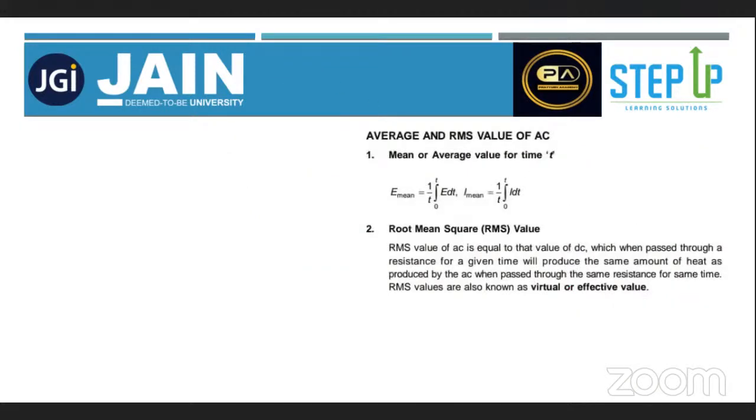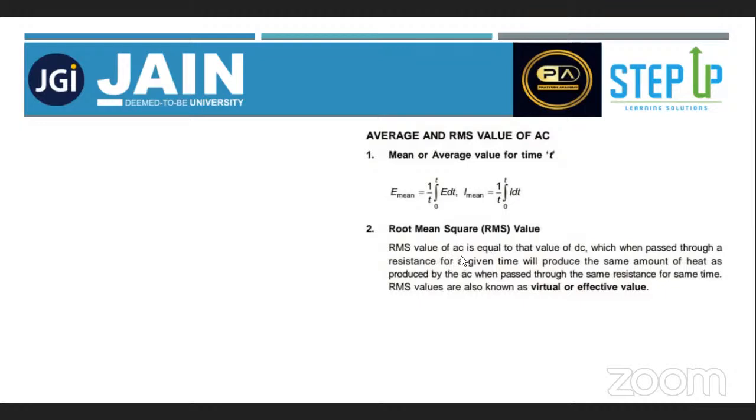Okay, so now this thing, average value formula or RMS value for AC. Mean or average value of AC is given by 1 by T times the integral from 0 to T of E dt, or the same for I, where instead of E, I will come. We have different values for this. We'll take it in the next slide.